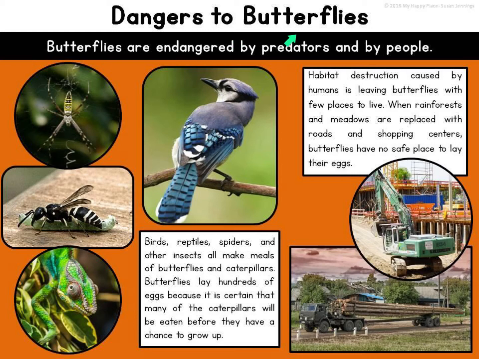But here are the dangers to butterflies. Butterflies are endangered by predators and by people. Birds, reptiles, spiders, and other insects all make meals of butterflies and caterpillars. Butterflies lay hundreds of eggs because it is certain that many of the caterpillars will be eaten before they have a chance to grow up.